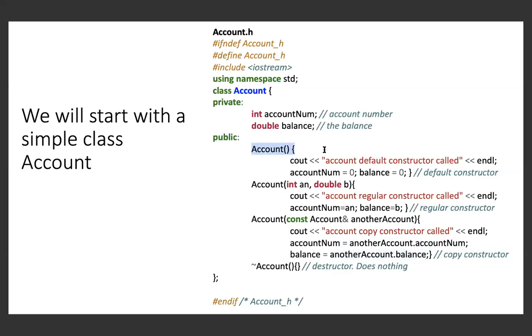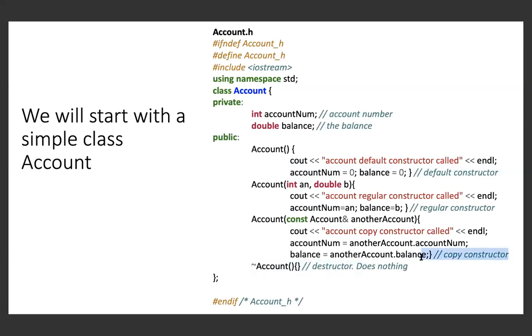In the default constructor, we're simply initializing account number to be 0 and balance to be 0. In the regular constructor, we're passing an integer and a double to the constructor, and then we're initializing the account number and the balance using those values. Now, in each one of these constructors, we are also outputting "account default constructor called", "account regular constructor called", and "account copy constructor called". This will help us understand what has been called after we run some examples.